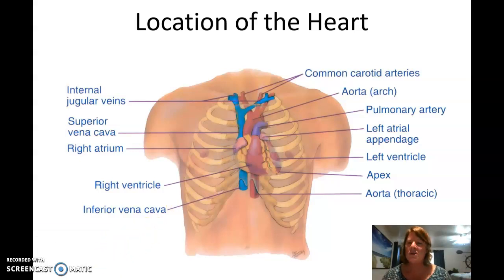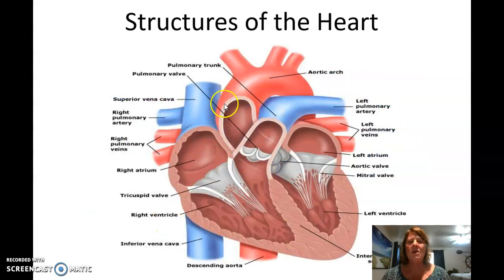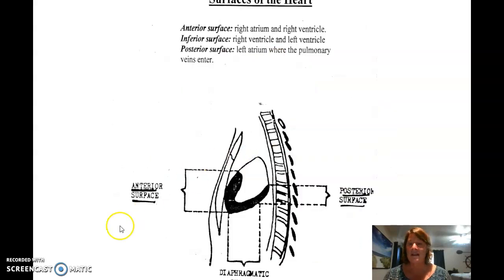Now, when we look at structures of our heart, we'll look at the superior vena cava and the inferior vena cava, and those both come into the right atrium. Here between the right atrium and the right ventricle, we have the tricuspid valve, and between the right ventricle and the pulmonary artery, we have the pulmonic valve. Those are structures on the right side of the heart.